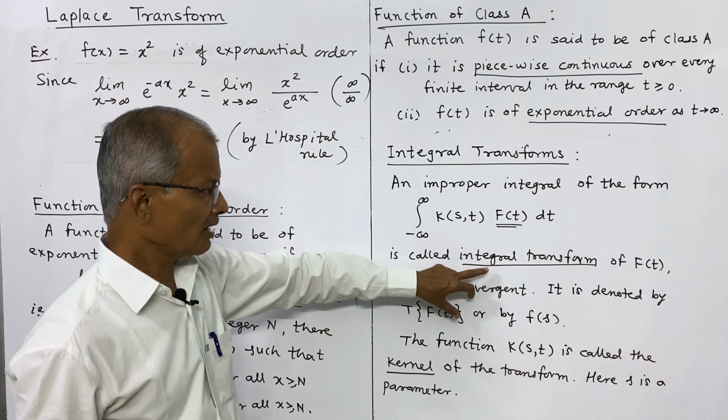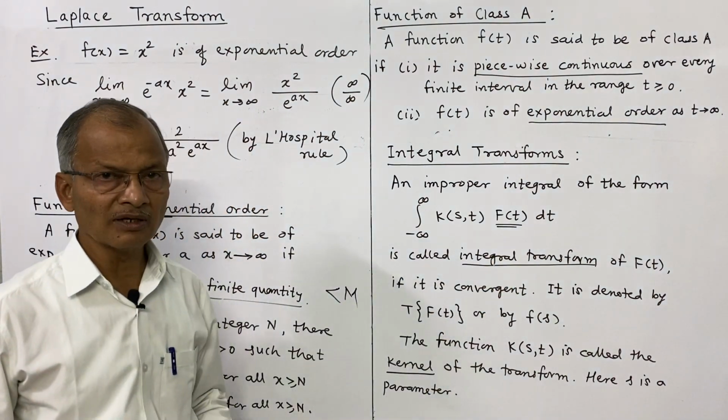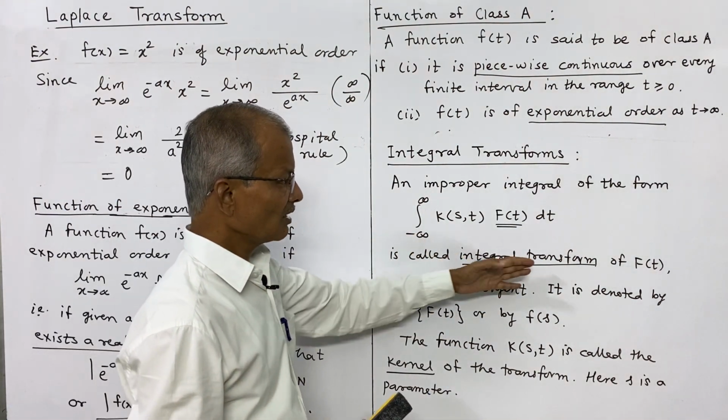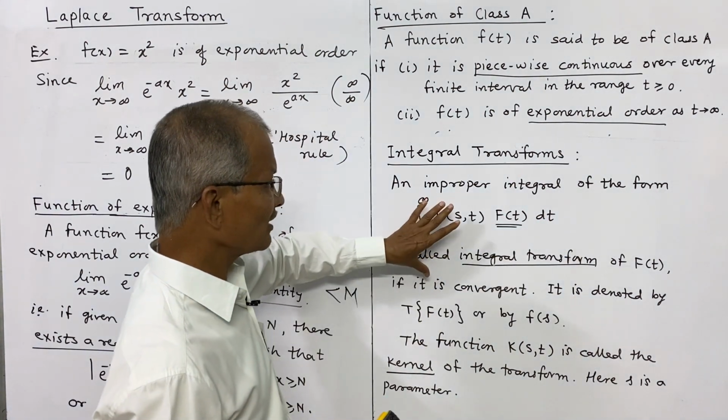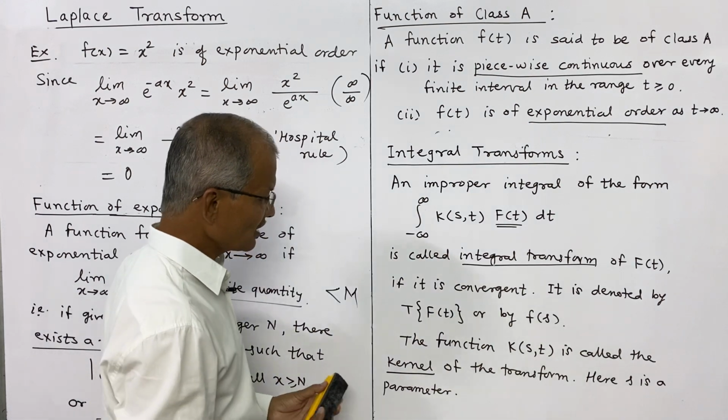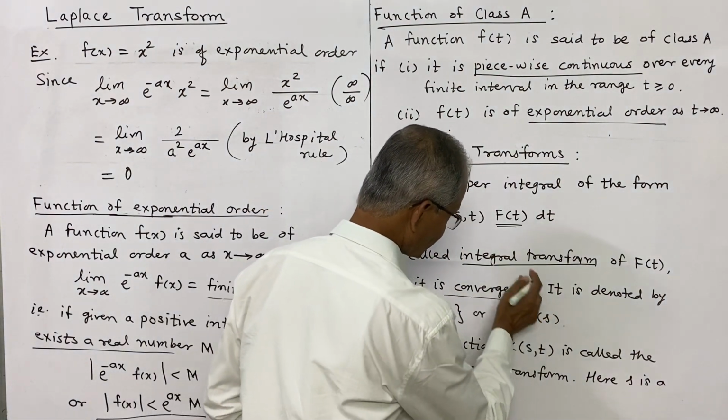Why are these two words used? Integral: with the help of integration the function is transformed. And if we say this is the integral transform, the condition is that it is convergent.